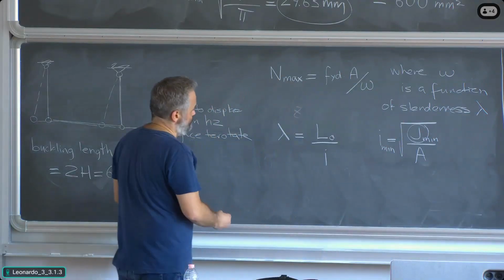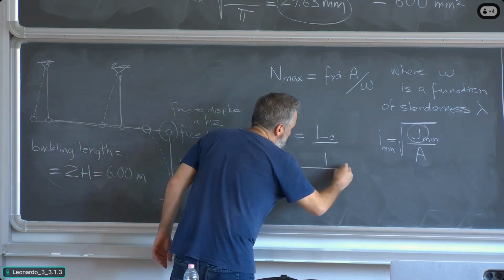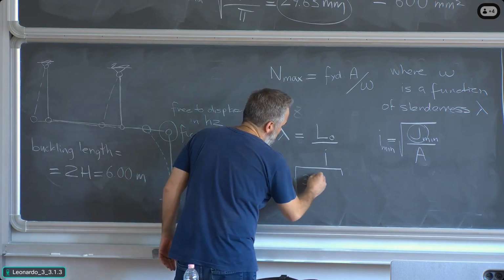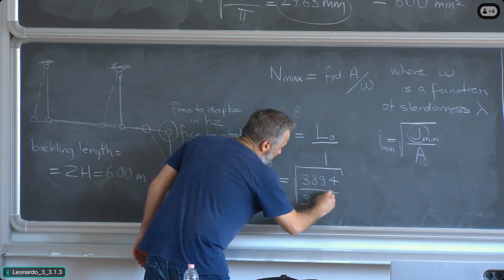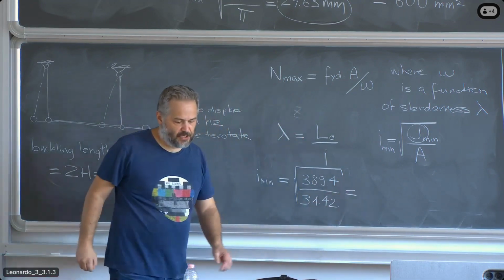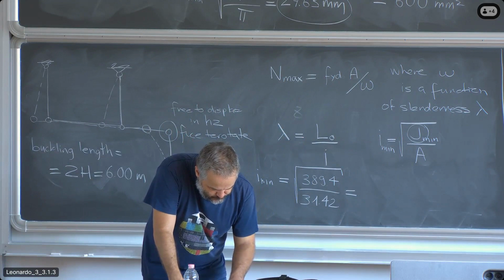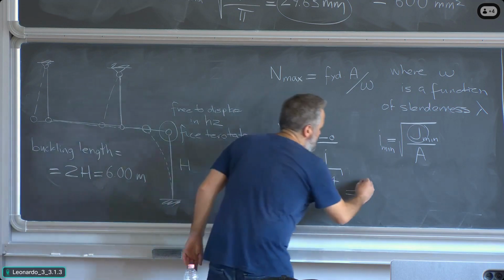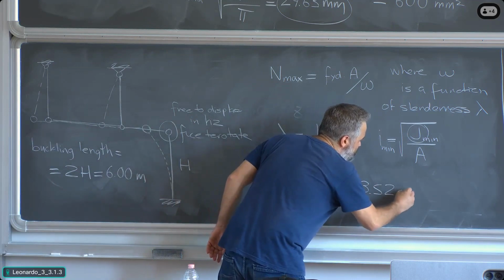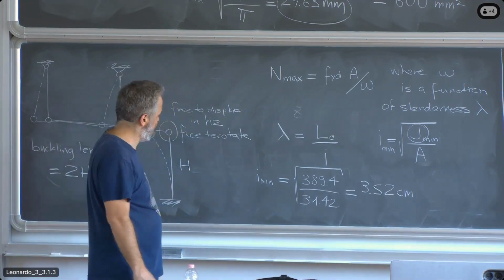So in our case, the minimum radius of gyration is the square root of 389.4 divided by 31.42. I do the calculation for you. The result is 3.52 centimeters, since all the geometric properties were in centimeters.